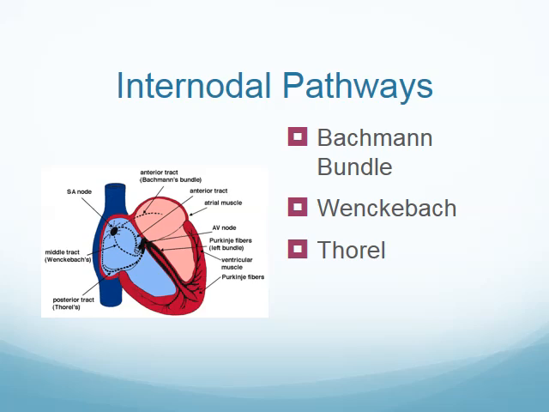Not really important to remember, but just for you guys to know, there is a name for these internodal pathways. On the left-hand side here, or the posterior side, we have Thorel's bundle. We have the Bachmann bundle over yonder, right here, and then the Wenckebach bundle. And all these come down and they meet at the AV node.